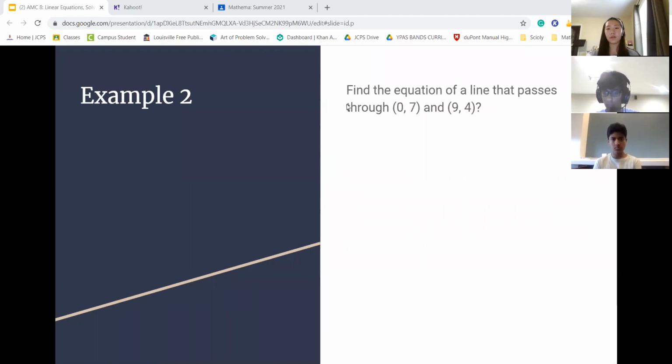Okay, so find the equation of a line that passes through the points (0, 7) and (9, 4). This is very similar to what we just did in the first example. So hopefully you guys can try this one.